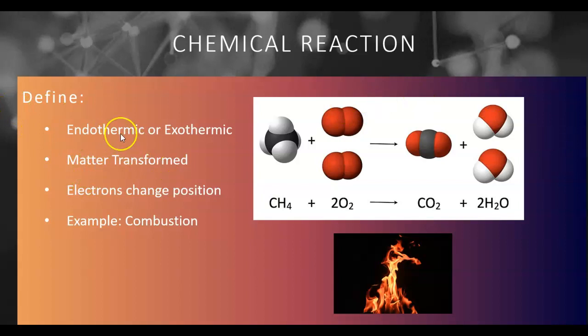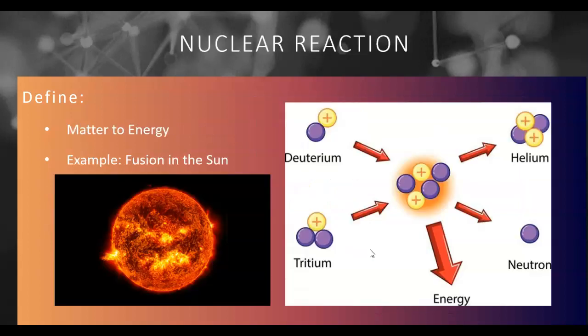Sometimes these absorb energy, sometimes they will give off energy. The electrons are going to be changing position, and an example is burning. So this is combustion of methane right here in this picture of this chemical reaction, which is drawn here for you representing atoms. This would be the chemical equation or the formula that you would use to solve for this. And then this is just fire because fire is cool looking.